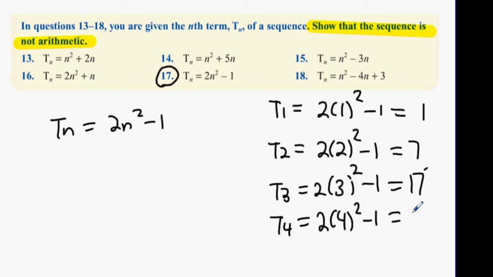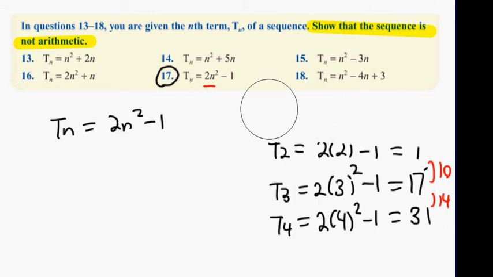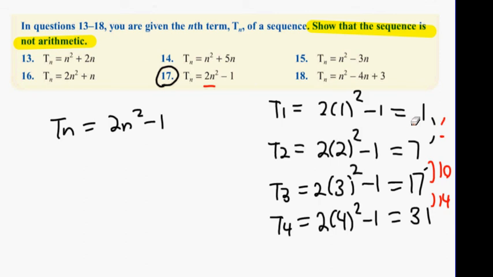So, basically, it's going up by a different jump each time. It goes up by 6, then it goes up by 10, and then the next one, 14. We can see there's a little pattern in there, but we don't need to worry about that right now. We know, because it's a quadratic, it's not arithmetic, okay? So what we're going to do this time around is prove that the first sequence, 1, 7, 17, 31, is not arithmetic.